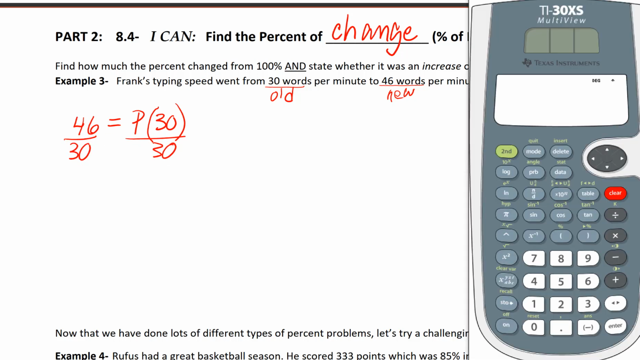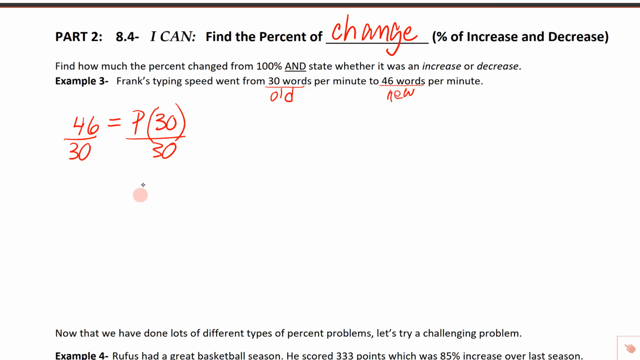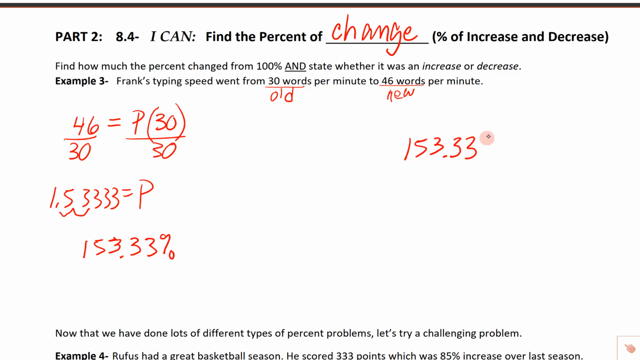I'll bring up the calculator here. And 46 divided by 30 gives us 1.5333 repeating. So 1.53333. And we want to change this now from a decimal to a percent. So we'll move the decimal over 2 places, and that's going to be 153.33%. Remember, once you find the percent, you need to take that and subtract 100% from it.